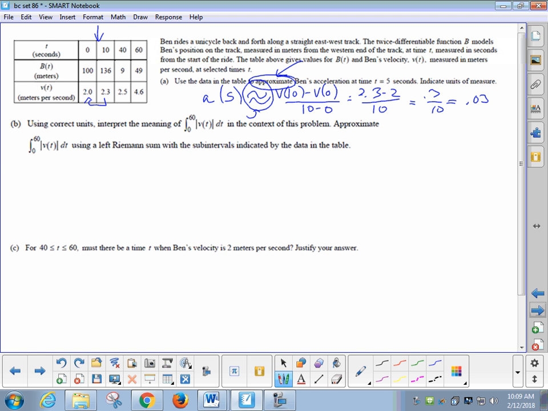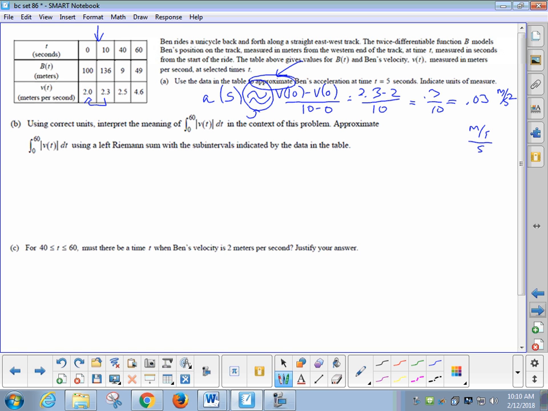They did say units of measure. So the velocity units were meters per second divided by time units or seconds. So the units are either meters per second squared or meters per second are also fine. You can do either one. You with me? Do you agree? Okay.